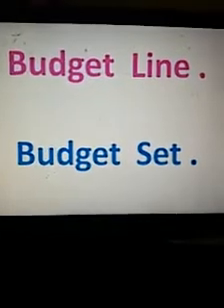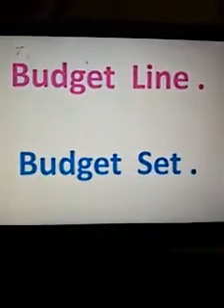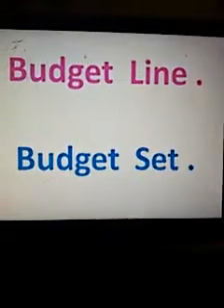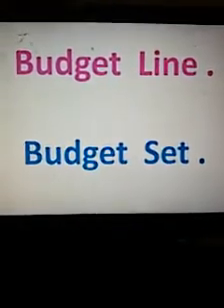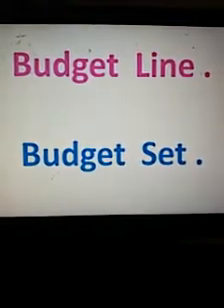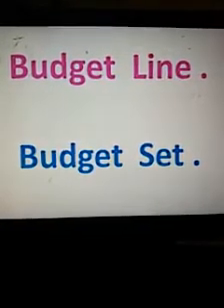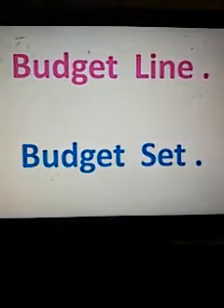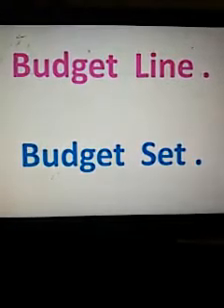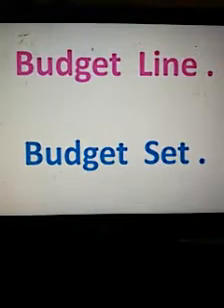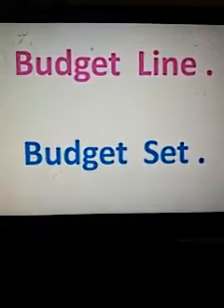Now you are seeing the budget line and budget set. So what is a budget line and what is a budget set? A budget line is a line showing different possible combinations of good 1 and good 2 which a consumer can buy given his budget and the prices of good 1 and good 2. Anywhere on the budget line, a consumer is spending his entire income either on good 1 or good 2 or both good 1 and good 2.